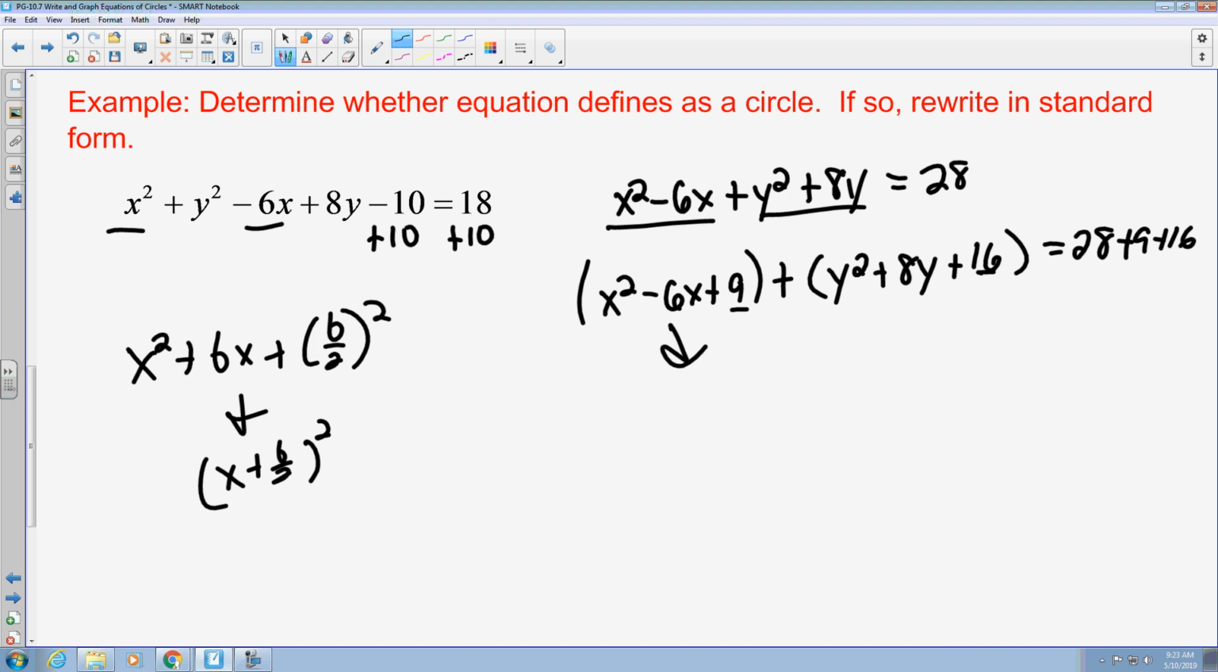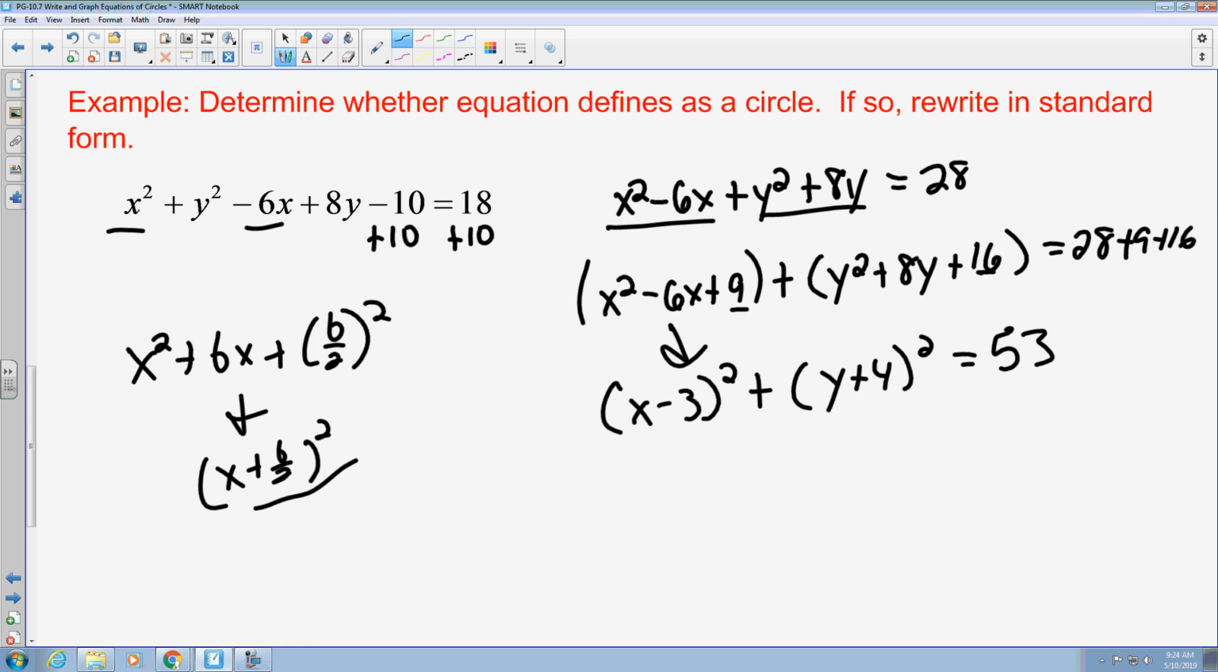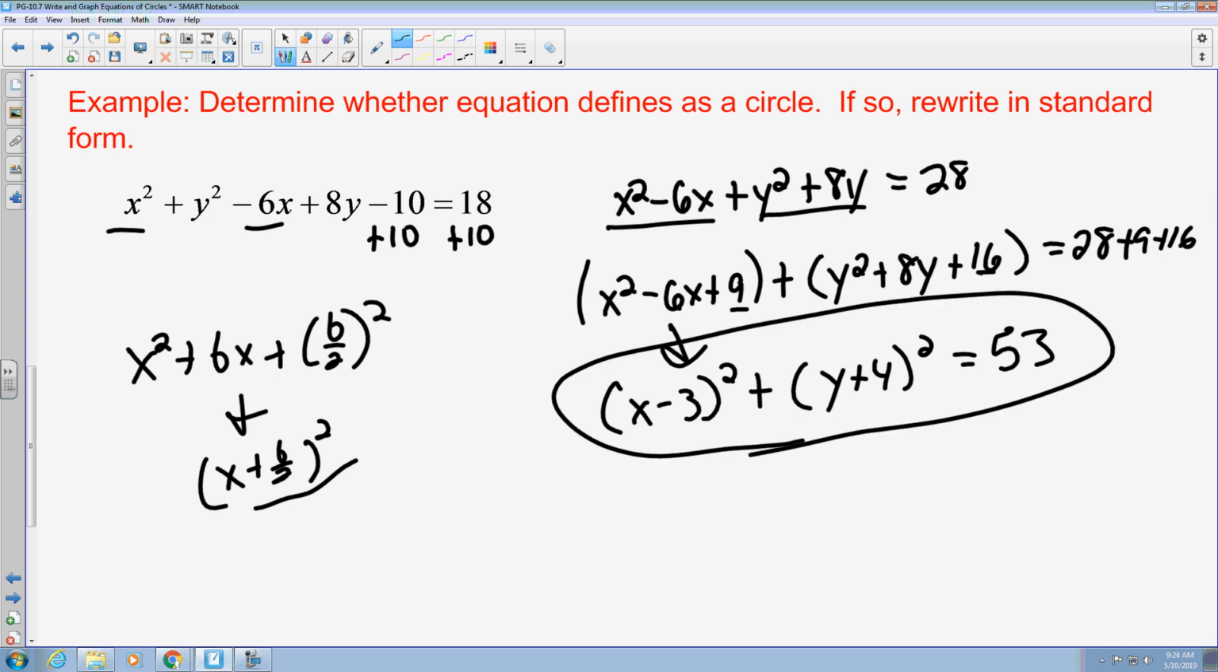So now this turns into the square of a binomial, just like here. This turns into x minus 3 quantity squared plus this turns into y plus 4 quantity squared, and it's going to be equal to 28 plus 9 plus 16, which gives you 53. And this looks like an equation of a circle where your center point would be 3 comma negative 4, and then our radius would be the square root of 53.